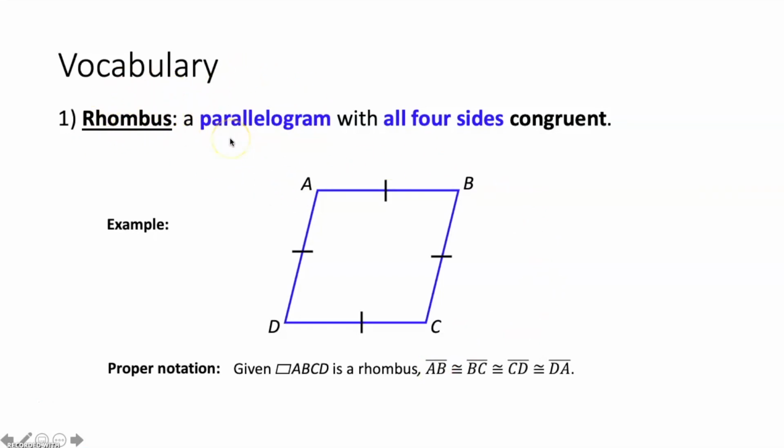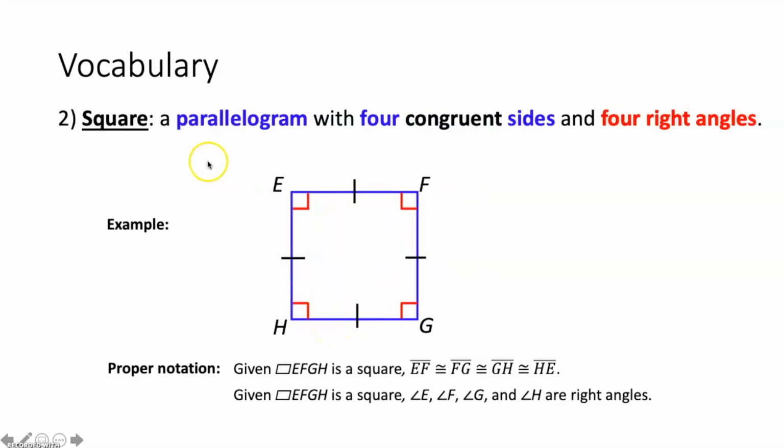The only difference is that it's a specific type of parallelogram. It's a parallelogram where all four sides are exactly the same. All four sides are congruent. A square is a parallelogram with four congruent sides and four right angles.